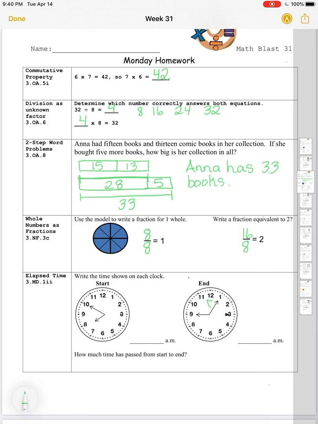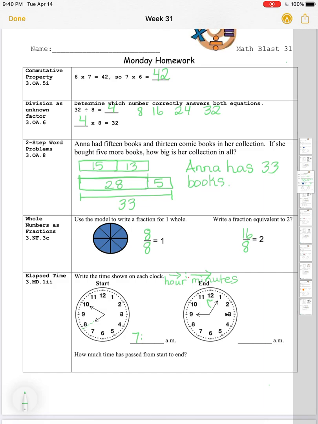Elapsed time. Write the time shown on each clock. Well, taking a look at the first clock, I see that my hour hand, which is the shorthand, when I'm thinking about time, I look at the shorthand first and then the longhand. The shorthand helps me determine the hour, while the longhand helps me determine the minutes. So looking at the shorthand, I see that it is not quite to the 8. It's at the 7, right past the 7, but not quite at the 8. So it's still in the 7 o'clock hour.